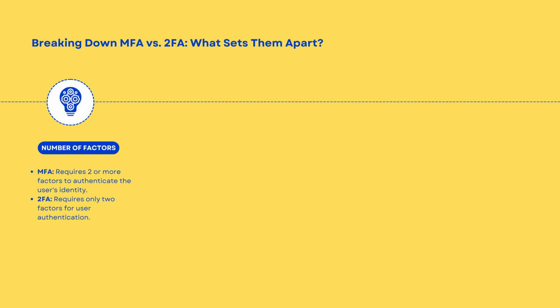The number of factors. The primary difference between multi-factor authentication and two-factor authentication is the number of factors required to authenticate a user or to identify. Multi-factor authentication uses two or more factors, whereas two-factor authentication requires only two factors.